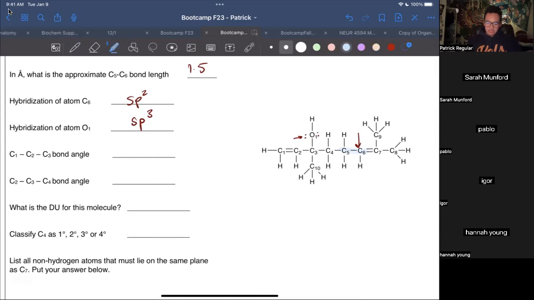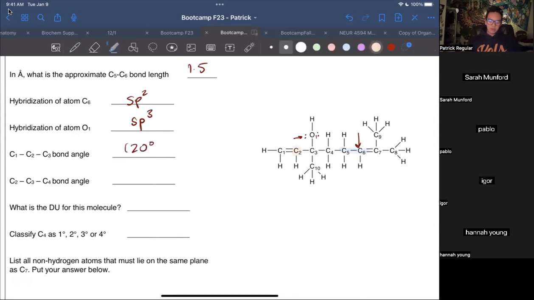Now, carbon 2, what is that bond angle? It might look like 180 degrees, but you know that carbon 2 is sp2 hybridized. When a carbon has a double bond and 2 single bonds, it's sp2 hybridized. sp2, that's going to be a bond angle of 120 degrees.